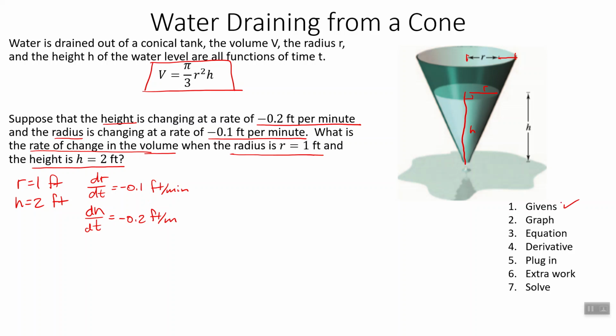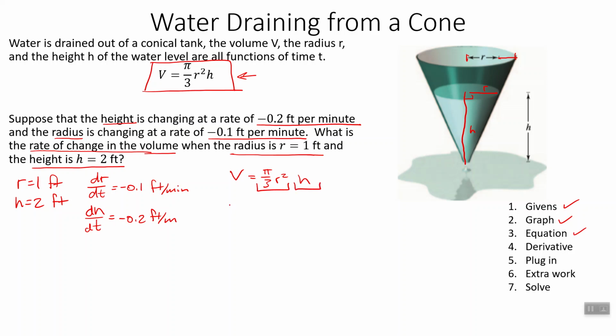We've got a graph. They gave us a graph. So nice of them. Equation. They gave us an equation. Here's our equation right here. So now we need to take the derivative of that equation. So I'm going to write that equation down here so I can take its derivative. So we get pi over 3 r squared times h. So I'm going to do a product rule with that being the first and that being the second.